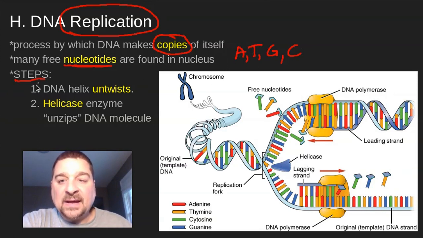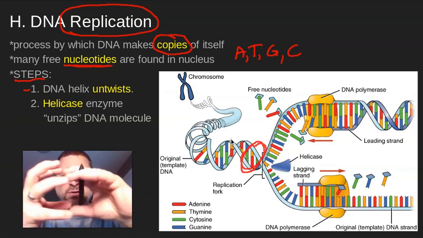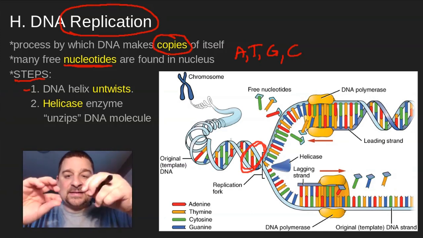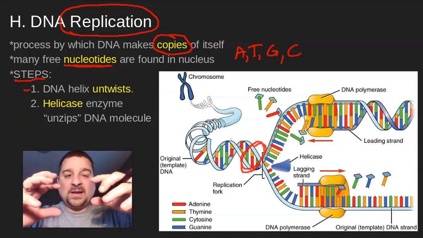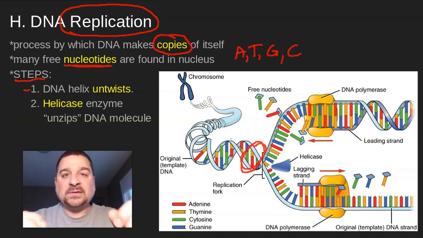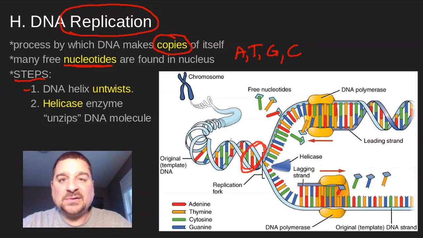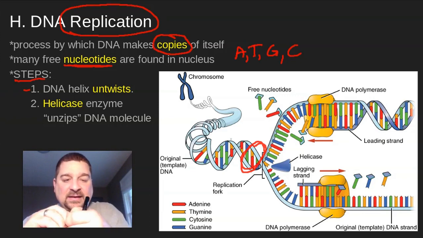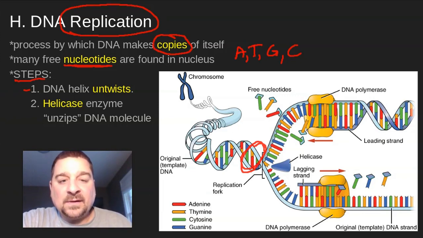So the steps. Step 1. The DNA helix untwists. There's a special enzyme that takes this DNA, and you'll see it in the picture on the next slide, and it untwists the DNA and actually has to cut it and let it spin a little bit. Otherwise, if you've ever tried to untwist a garden hose or something like that, you'll see that it kinks. And so there's an enzyme that helps this untwist.